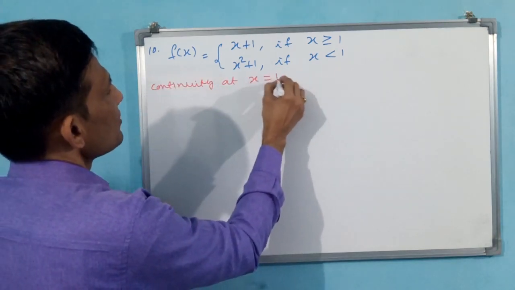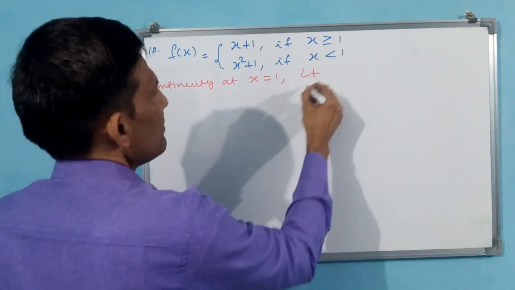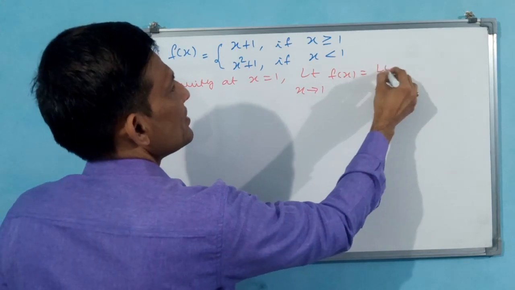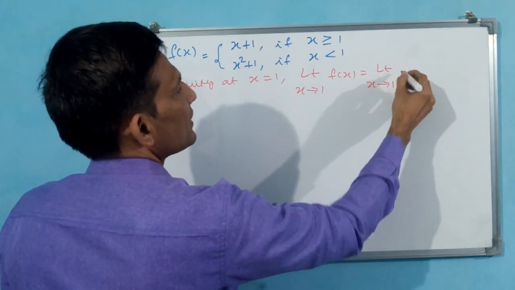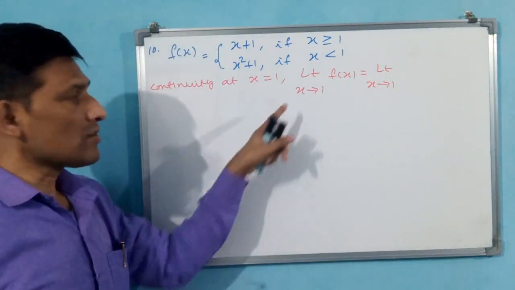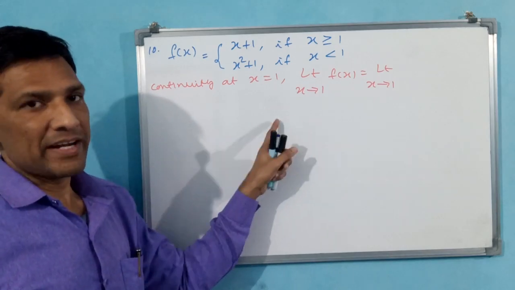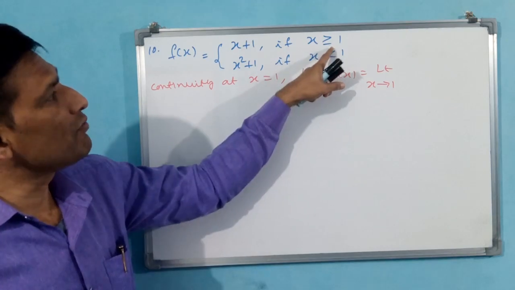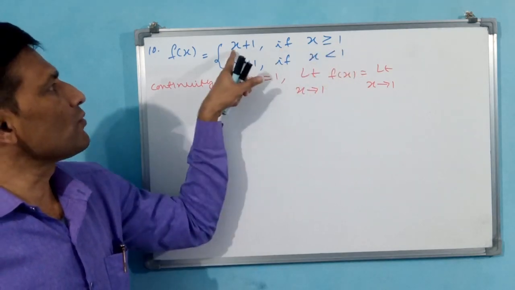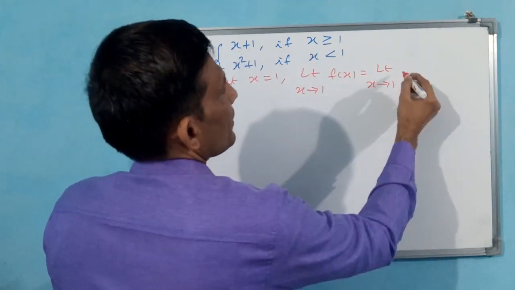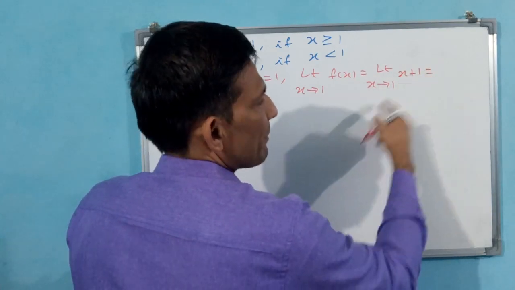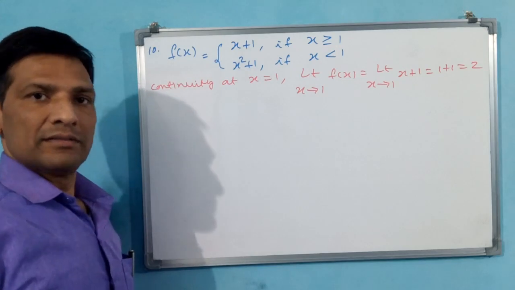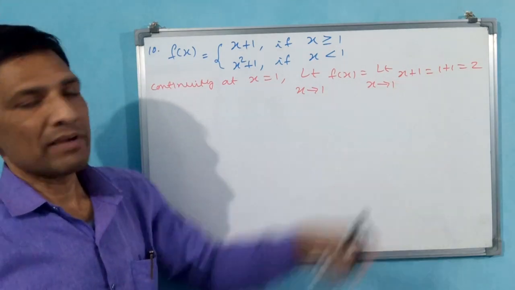Continuity at x is equal to 1: limit x tends to 1, f of x is equal to limit x tends to 1. See, now this is not 1 minus or 1 plus, not left hand or right hand. That means equal to 1, wherever that function is there, you have to take it. Here equal to 1 is there, so you have to take x plus 1. Apply the limit, 1 plus 1, that is equal to 2. Is it correct? Definitely correct. Why? Because in the x place I applied 1.